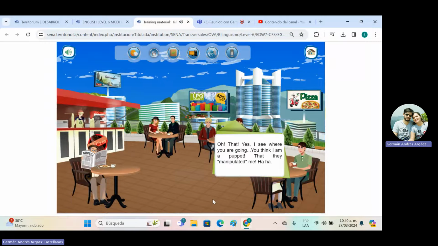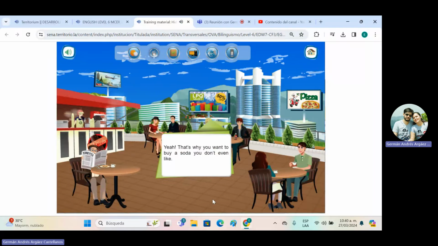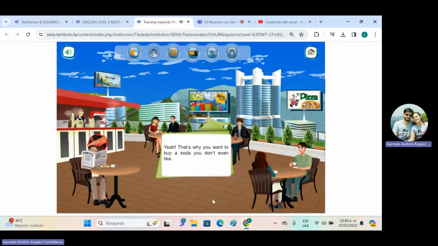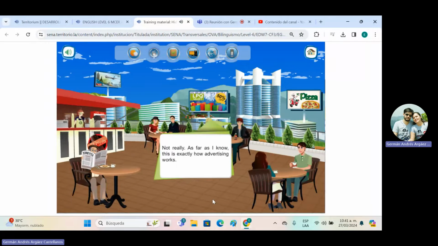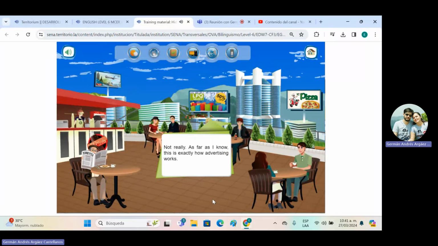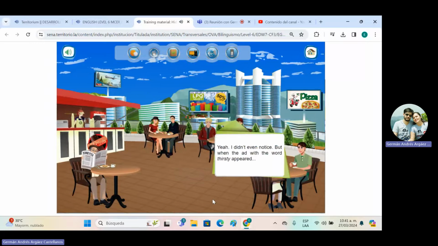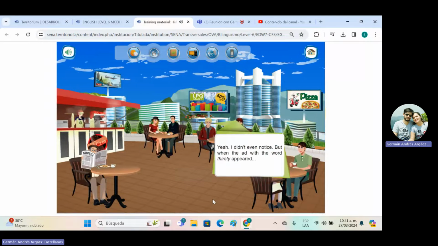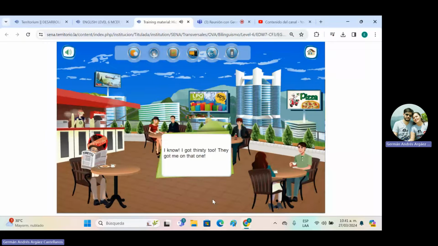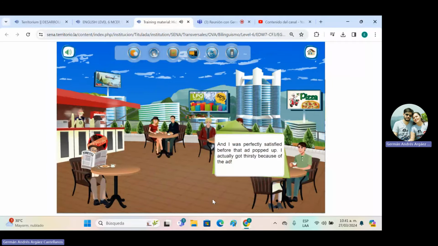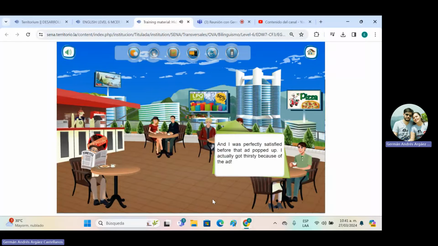You think I am a puppet? That they manipulated me? Ha ha ha. Yeah. That's why you want to buy a soda you don't even like. You're probably right. Isn't it crazy? Not really. As far as I know, this is exactly how advertising works. Yeah, I didn't even notice. But when the ad with the word thirsty appeared, I know. I got thirsty too. They got me on that one, and I was perfectly satisfied before that ad popped up. I actually got thirsty because of the ad.